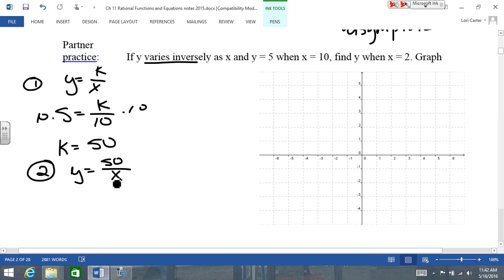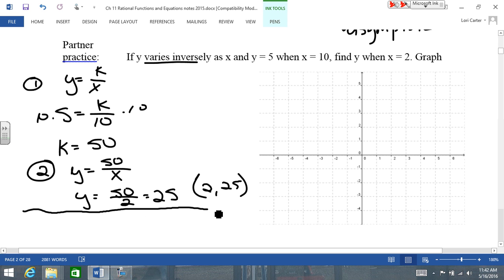Now, x in this case is 2. So y equals 50 over 2, which is 25. So what point is this? It's 2, 25. Okay, so how do I graph it? What's my equation for graphing? Y equals 50 over x.